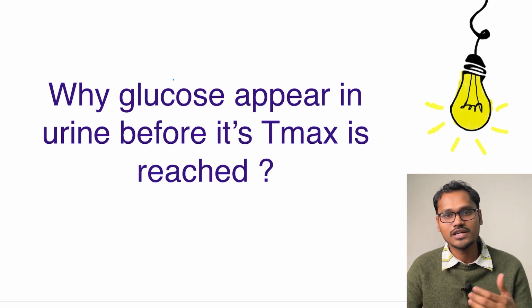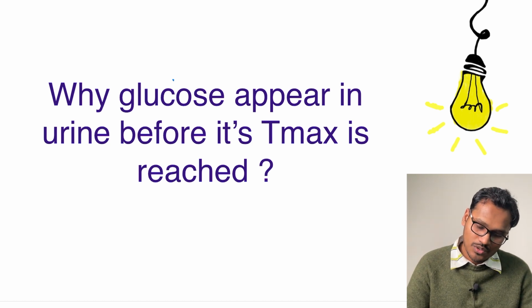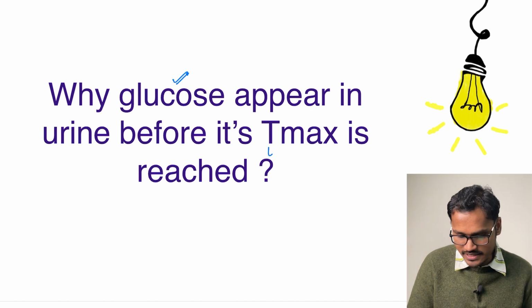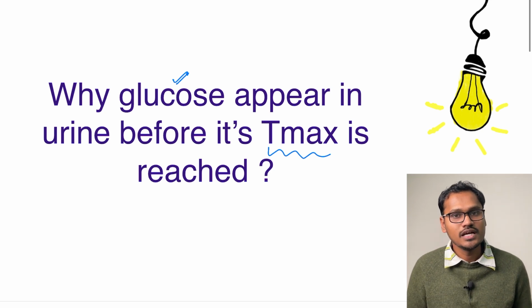In today's Explain Why series, we are going to understand an important concept, and this can be asked in the Viva as well as in the theoretical papers. The question is: why does glucose appear in the urine even before its Tmax is reached? Tmax is the maximum threshold with which the nephron can reabsorb glucose. Even before reaching the maximum threshold, the glucose starts to appear in the urine. So what is the reason?